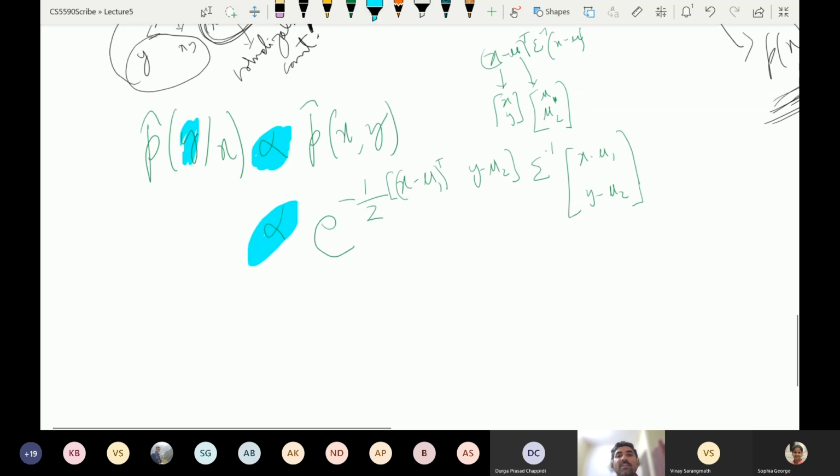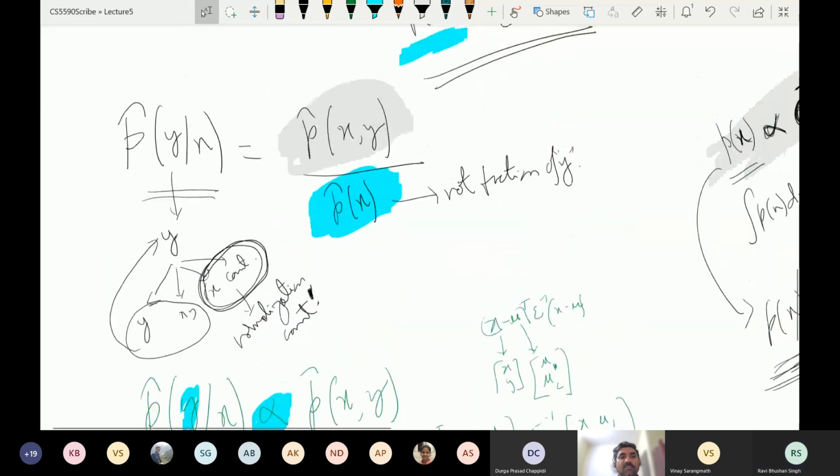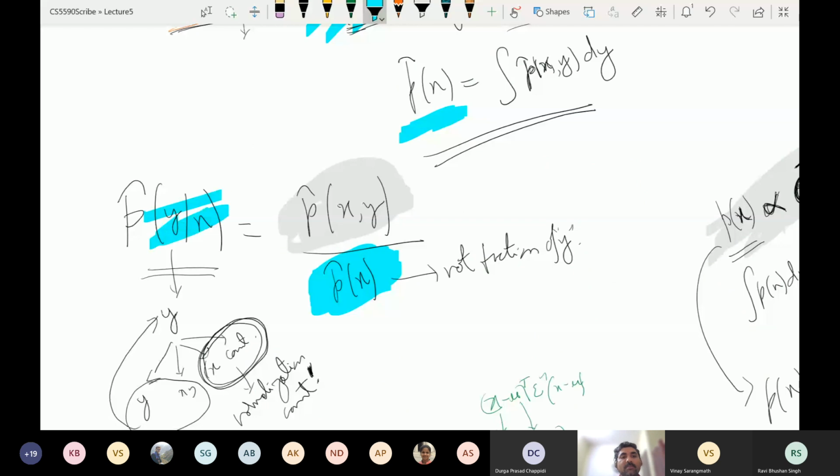Sir, one quick question. Why are we saying y is a random variable and not x? No, x is given, x is observed. In conditioning of random variables, the random variable x is a random variable that has been observed. That's what given means. It means the x random variable has been observed to be small x.